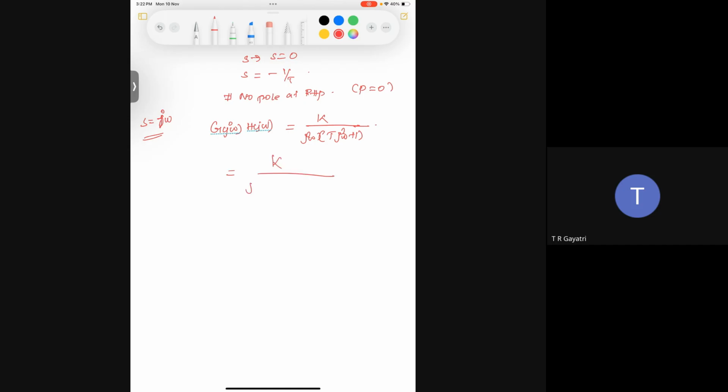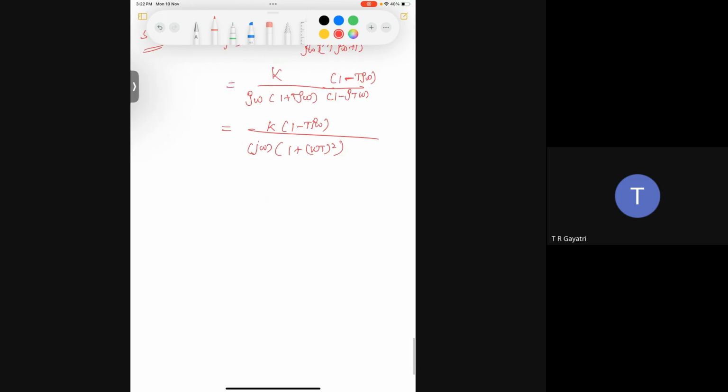So I'm writing again G of j omega as K divided by j omega into 1 plus T j omega. I'm multiplying numerator and denominator with 1 minus T j omega. So this will give me K into 1 minus T j omega divided by j omega into 1 plus omega T the whole square, getting rid of the complex term in the denominator. And j omega can be there because it's a simple imaginary value.